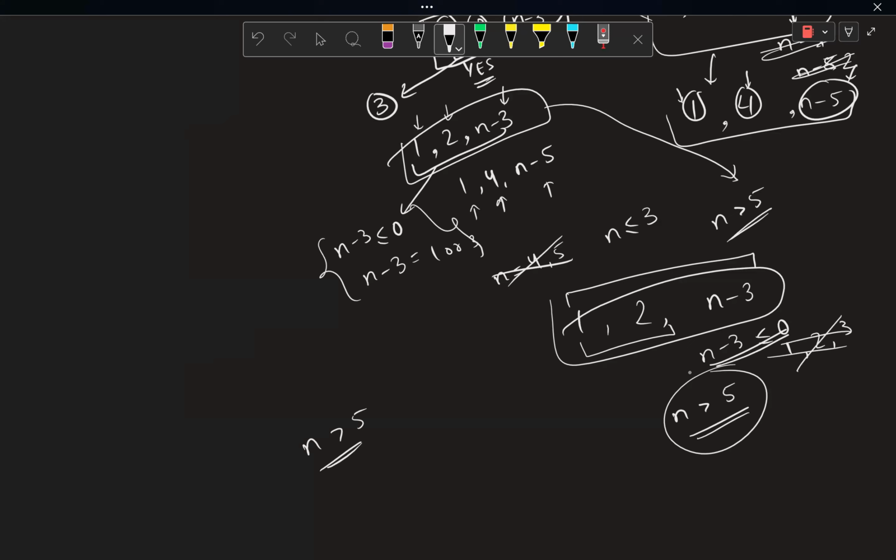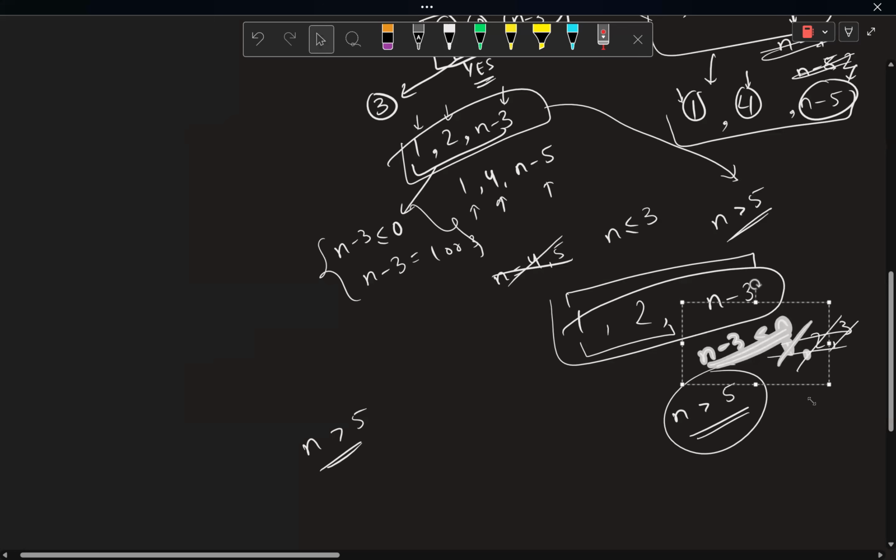Don't think of it as coding, just try to use some common sense here. Forget about coding right now for this kind of thing. Yeah, but I'm not getting this part, how you thought that n should be greater than 5.